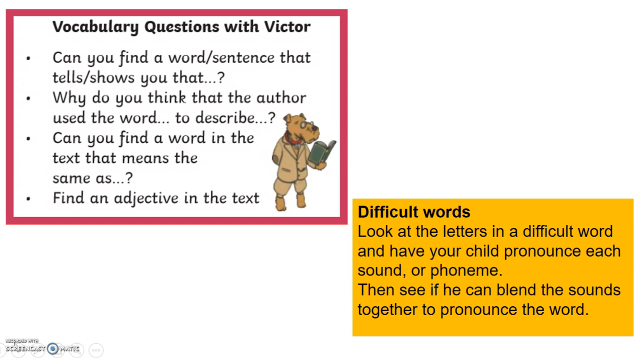First of all, vocabulary questions. Try to ask your child if they can find specific words or sentences within a text. Ask them why they think the author has used certain words and talk about their understanding of the word. Ask if they could find a word that means the same as something else, or even if they could find an adjective. Make sure you look at difficult words and sound out each letter or each sound and blend them together so that they can pronounce the word accurately.